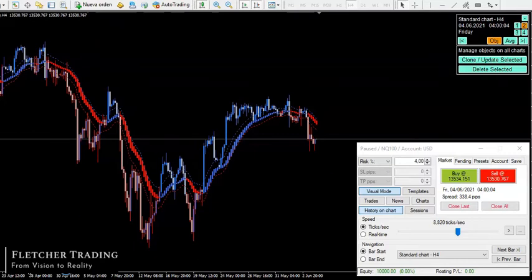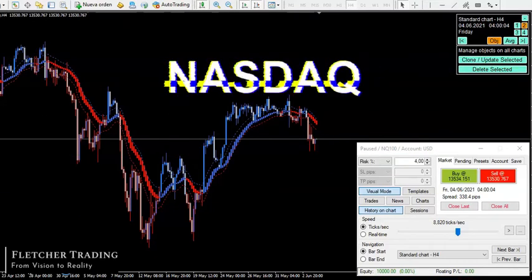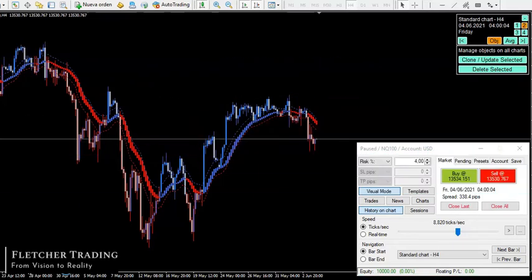We're going to be doing a little bit of backtesting on the NASDAQ. We're going to be backtesting the last 2 months of our strategy, using a 4% risk on a £10,000 account. Now, a 4% risk is slightly higher than what we'd usually use. We'd usually stick to 1-2%, but we just want to show you what can be achieved with a little bit higher risk.